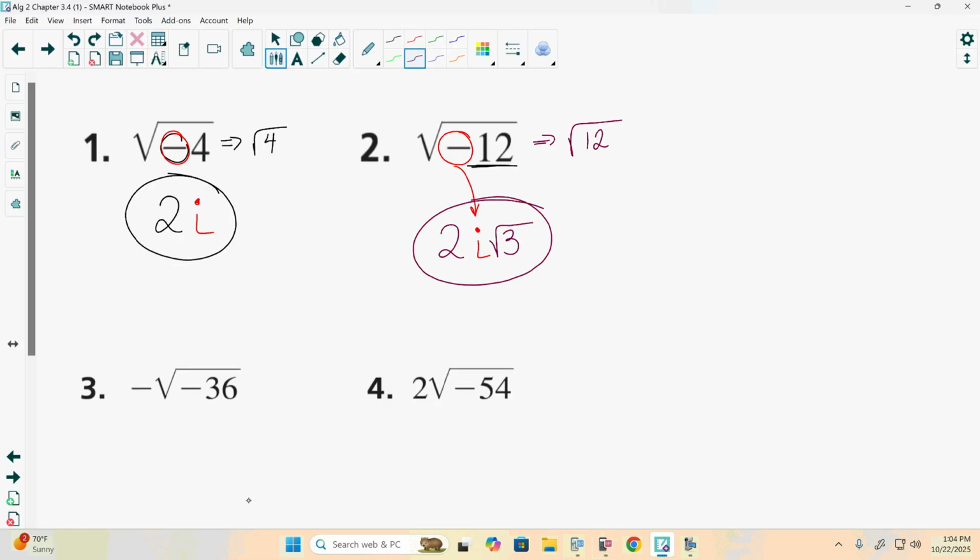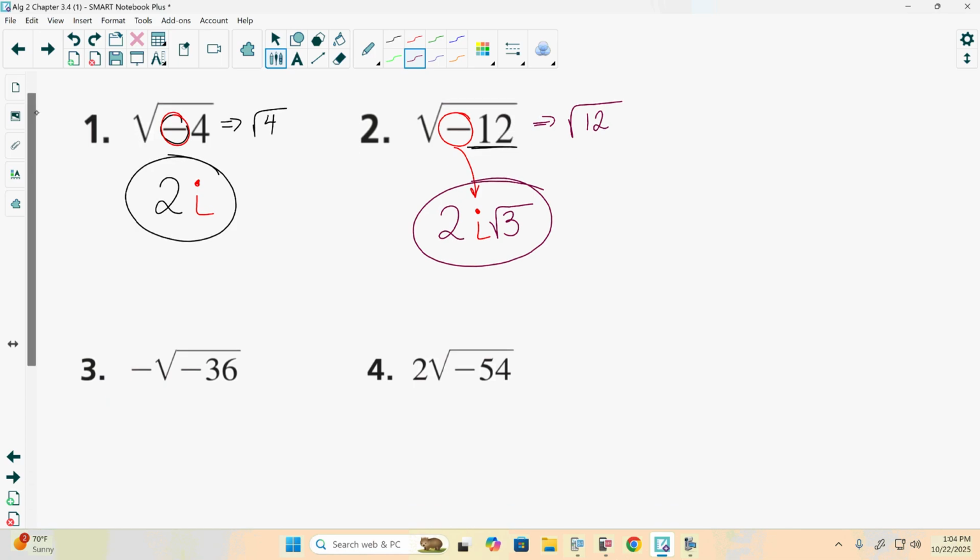Questions on how we simplify these radicals here? A lot of these are very simple cases, easy ones we can do on our own. There are others that we could do. We're not going to focus too much on those here.